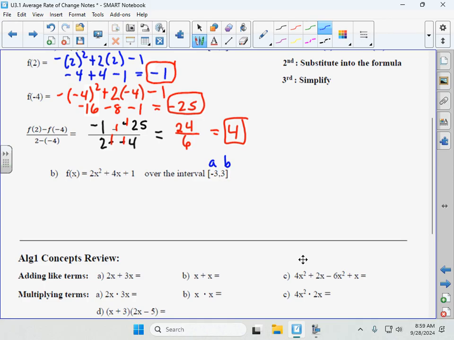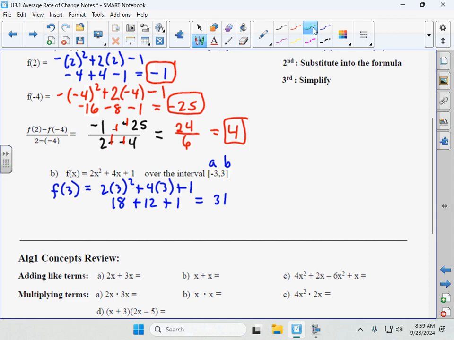All right, so let's first find f of 3. So 2 times 3 squared plus 4 times 3 plus 1. So 3 squared is 9. 9 times 2 is 18. 4 times 3 is plus 12, plus 1. 18 plus 12 is 30, plus 1 is 31.